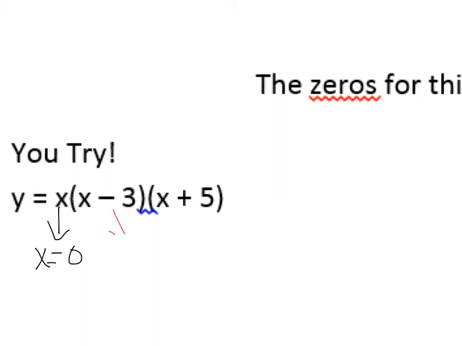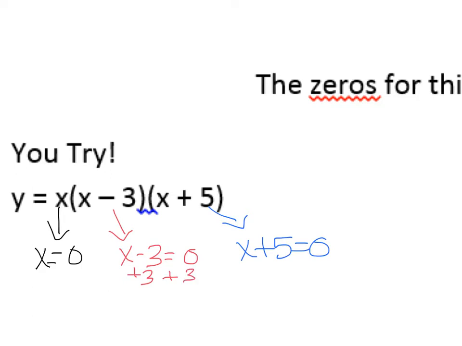We then have x minus 3 equals 0, and x plus 5 equals 0. Well, the first x is already solved for. The second one, we would add 3 to both sides. So x would equal 3. And last but not least, we would subtract 5. So x would equal negative 5.